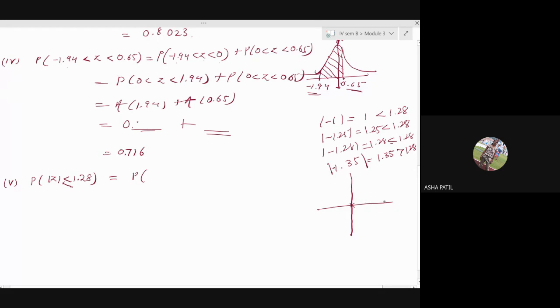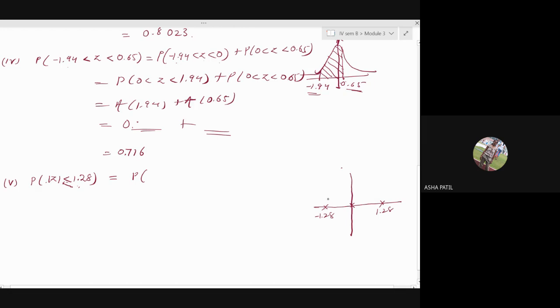0 to 1.28, all values are less than that 1.28 only. What about on the other side? What do you mean by mod z less than 1? Mod z less than 1 means what will you take usually? Minus 1 to plus 1. Here mod z is less than 1.28 means it is minus 1.28 to plus 1.28. We'll be taking values from minus 1.28 to plus 1.28.